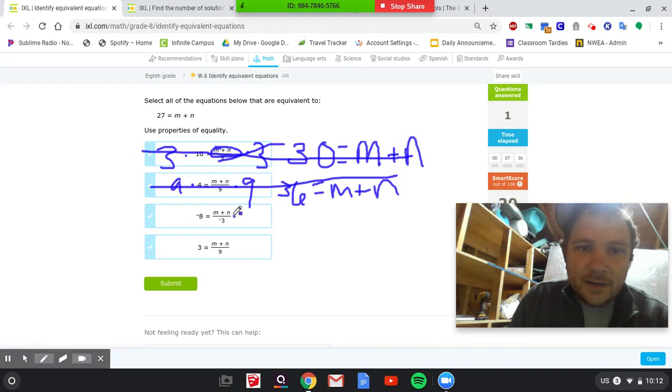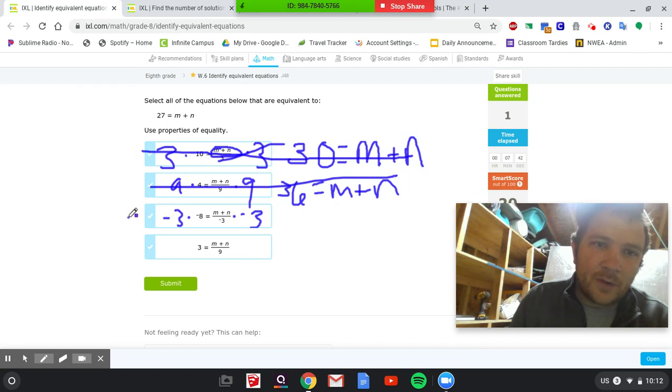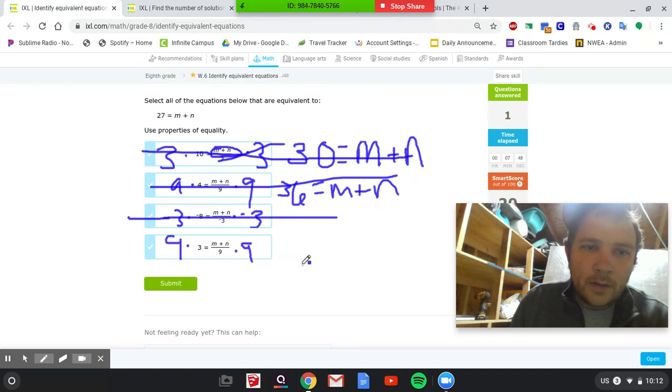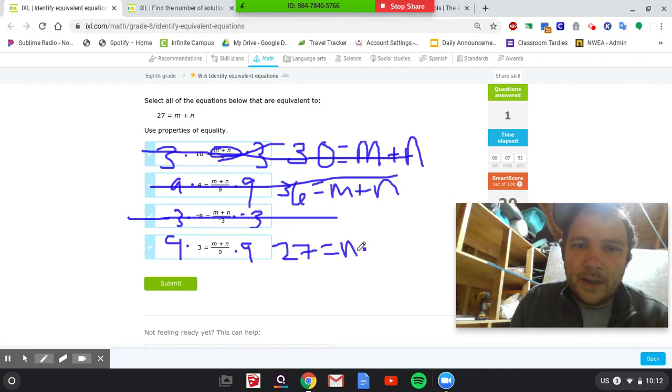Negative 3, to get rid of that, multiply both sides by negative 3. I already know that negative 3 times negative 8 is going to give me a positive 24. Bye-bye, Miss American Pie. Last one, multiply both sides by 9. And wait a minute. 9 times 3 is 27, is equal to m plus n. So I've only got one.